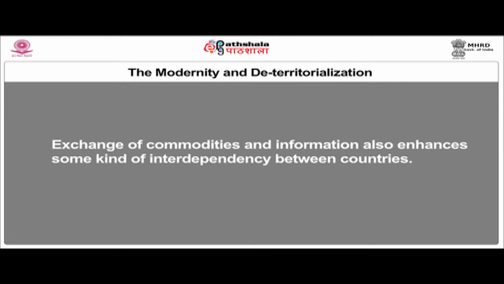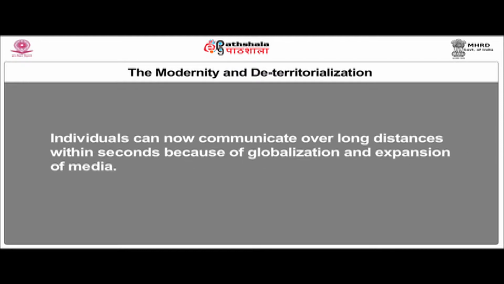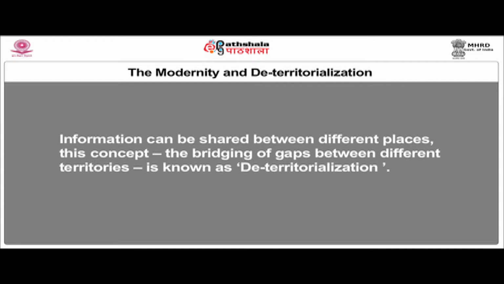Exchange of commodities and information also enhances some kind of interdependency between countries. Individuals can now communicate over long distances within seconds because of globalization and expansion of media. Information can be shared between different places. This concept, the bridging of gaps between different territories, is known as de-territorialization.